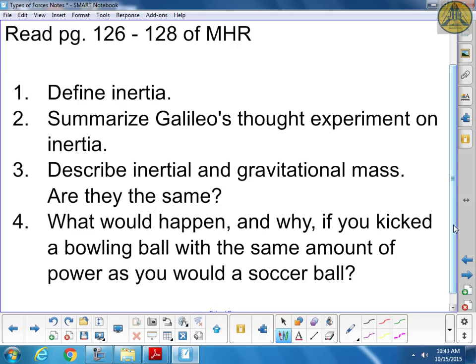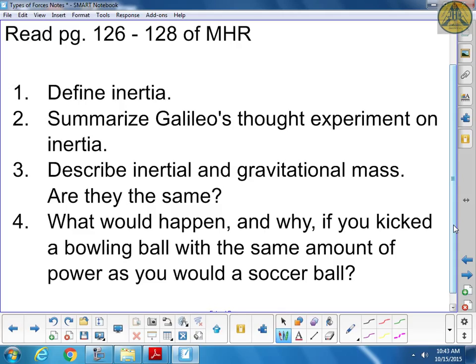So the example we kind of did was with the bowling ball or the soccer ball. If you kick the bowling ball, your foot's probably going to break, right? Because it has a high inertia. It has a high resistance to the change in motion. Okay, so guaranteed review test question on something along those lines to make sure you know why an object could break your arm or hand or foot.